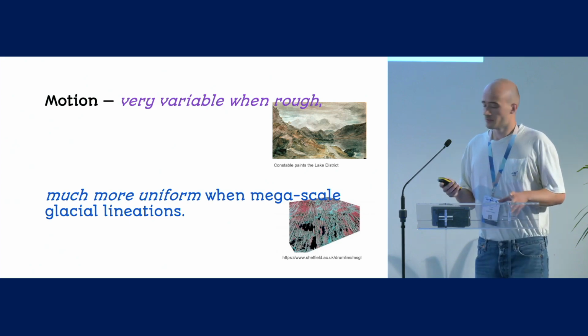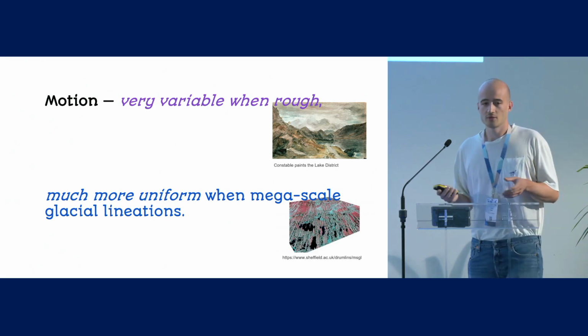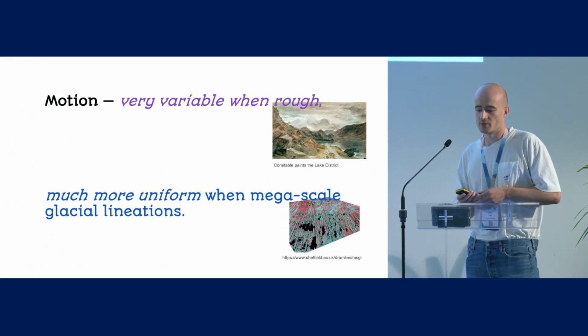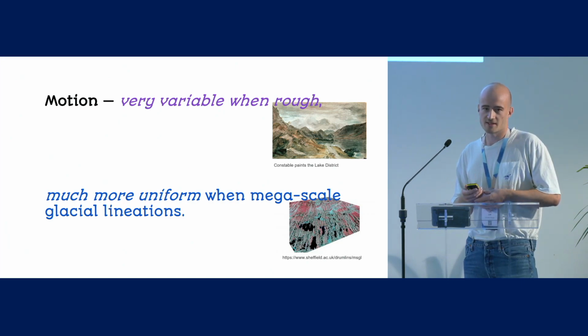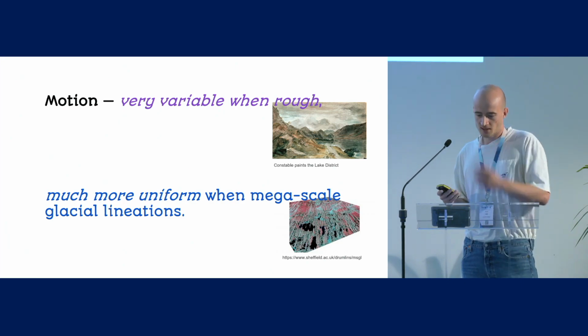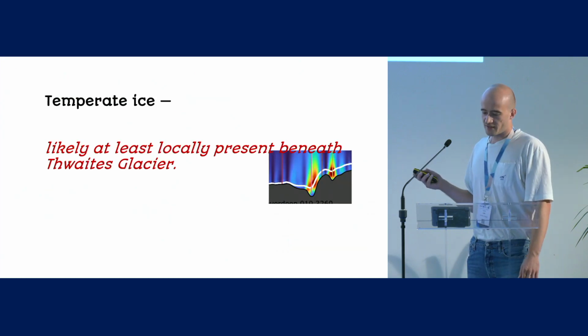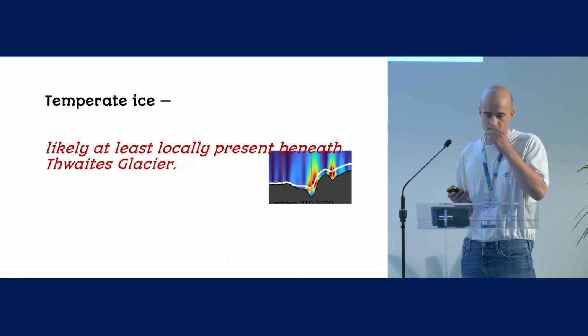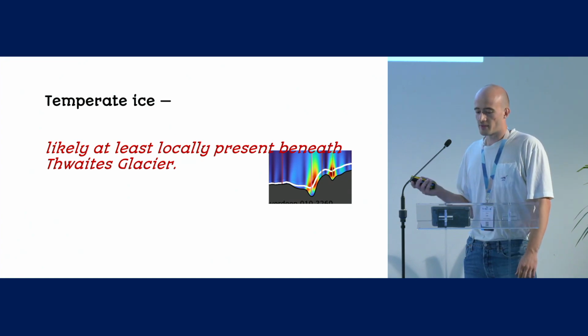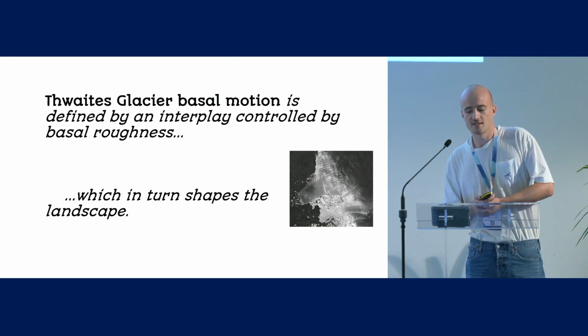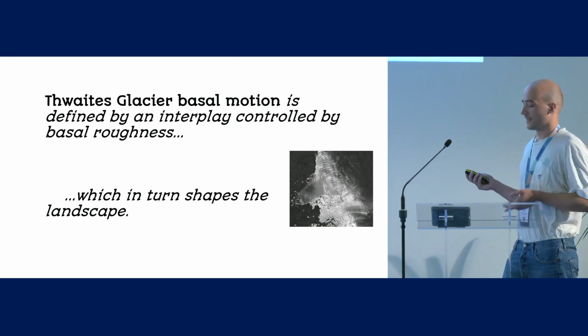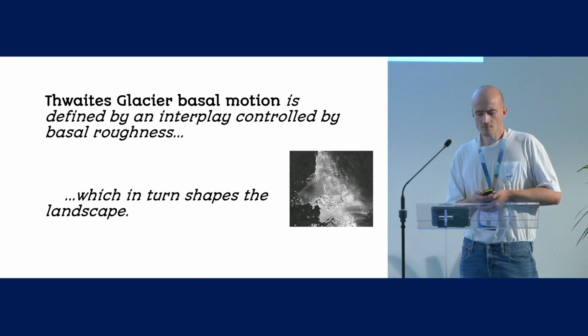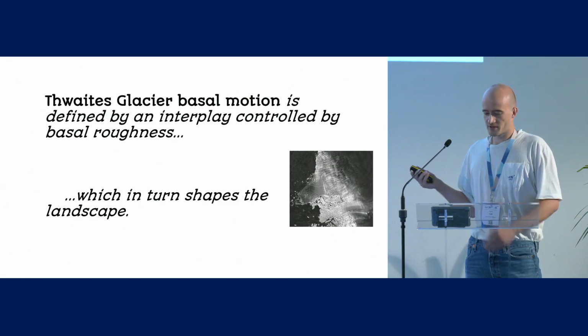Basically, I expect basal motion to be really variable in rough sections of Thwaites, but much more uniform over subglacial landforms interpreted to be MSGLs. I also find it difficult to avoid the conclusion that there is probably quite a substantial amount of temperate ice beneath at least parts of Thwaites Glacier. And overall, the basal motion I modeled is defined by an interplay between rough and smooth parts of the bed. Which brings us to the supporting results.